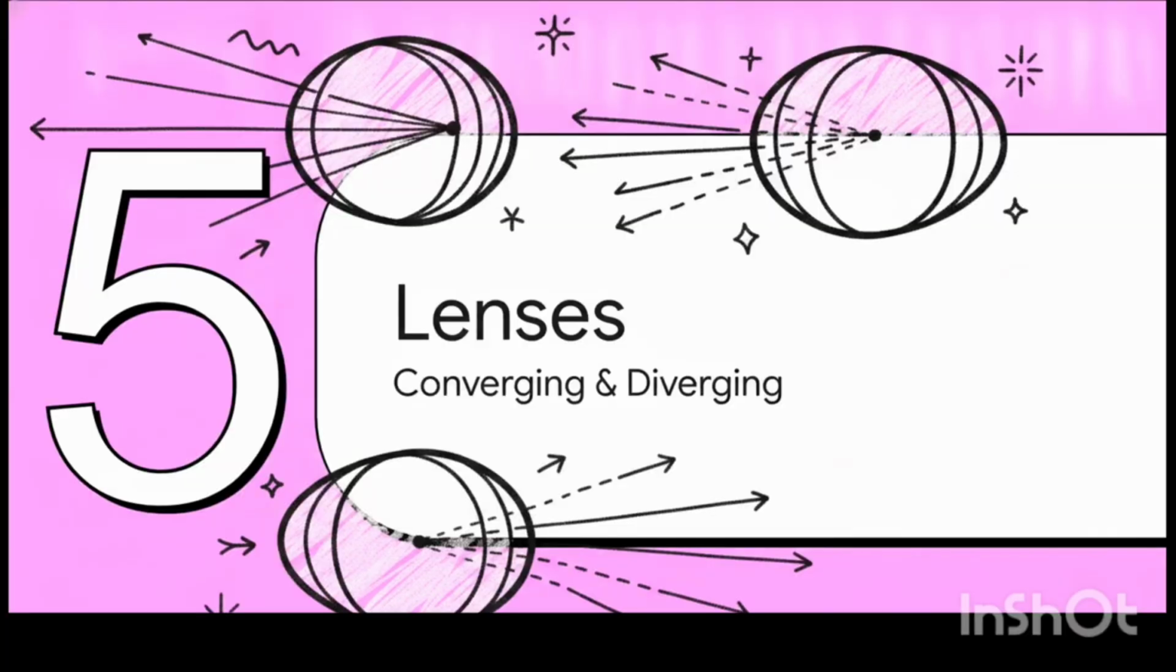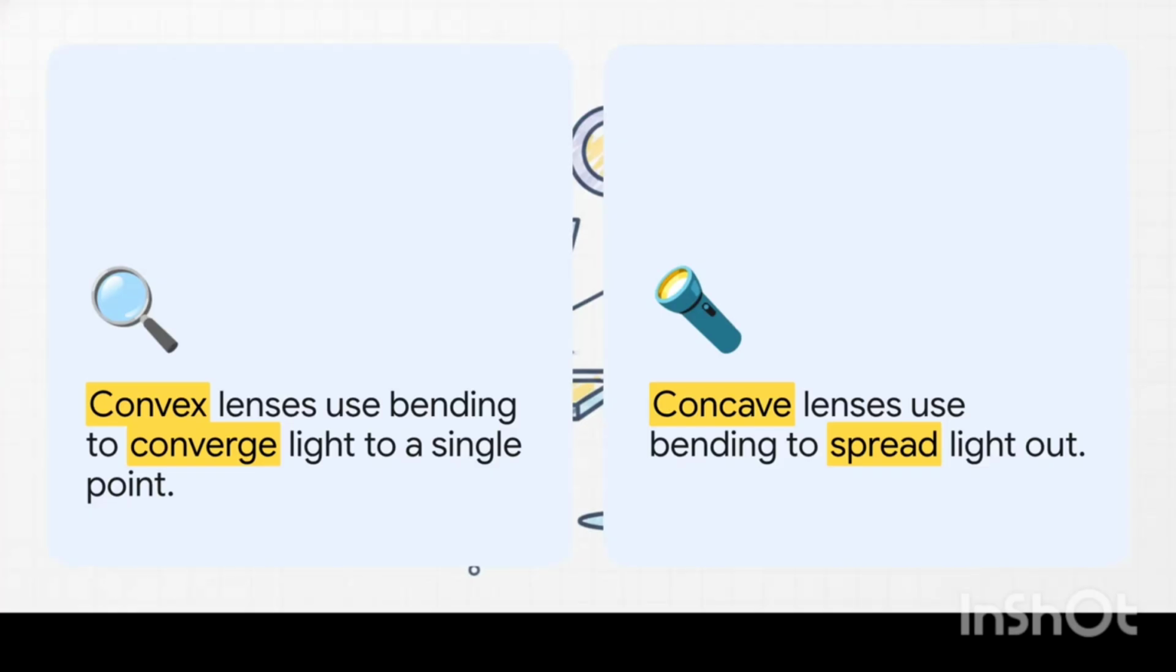Let's move to section 5, lenses, converging and diverging, and see how this all builds together. This is where we take that bending power of refraction and purposefully shape it to manipulate images. Lenses basically act like the alter egos of mirrors. A convex lens bulges outward, sure, but unlike a convex mirror, it uses refraction to bend and converge light rays into a single focal point.